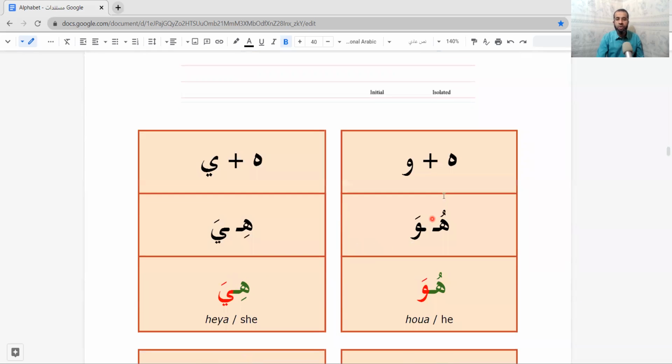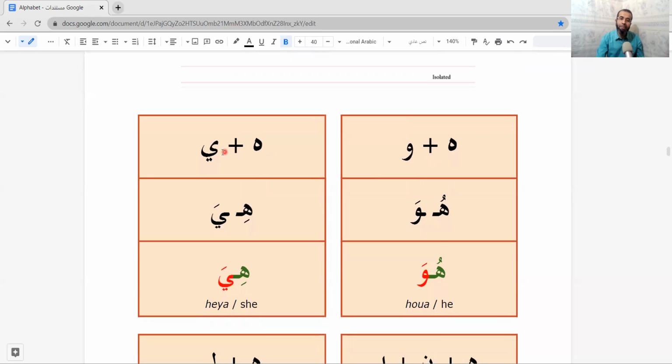Now let's go to the words. This word is composed of only two letters and this word as well. What about this? This is ha plus waw. Ha here is connected. So we write it like this and it has dhamma. So it will be what? Ha or he or hu. Huwa. He.